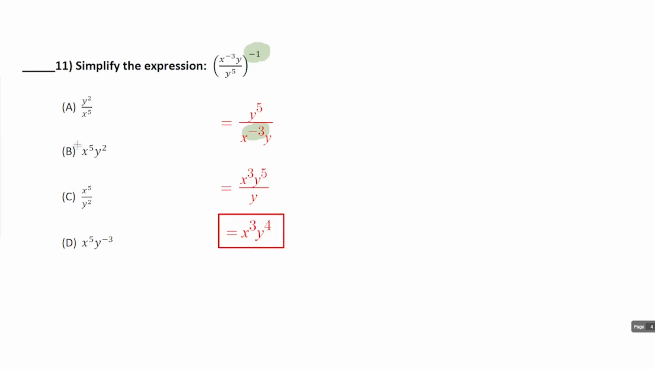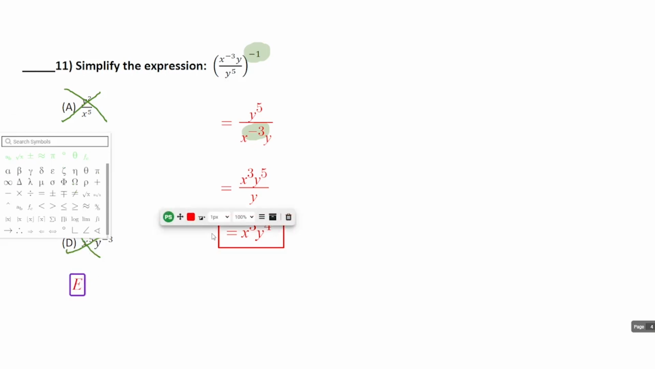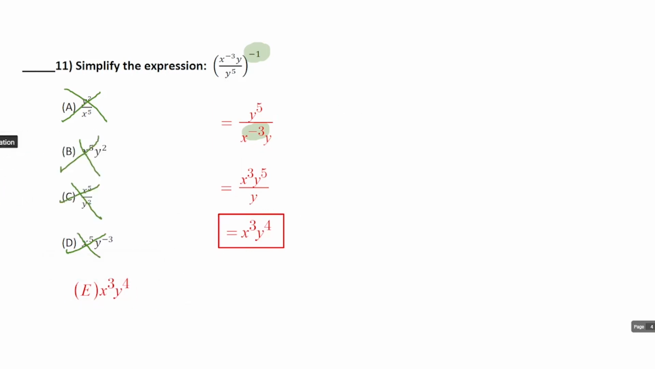We got a typo here. None of these answer choices are right. Wait a minute. Looks like I got a little copy paste happy. I'm not sure exactly what happened here, but let's change all the y's to be to the 4th. You know what we're going to do here? We're going to say E is x cubed times y to the 4th. I don't know exactly what happened there. Let me just make sure, at a glance, I didn't miss anything. I think this all looks good. What probably happened is I copied over some answer choices and forgot to change the numbers. So we'll just say the answer here is E.